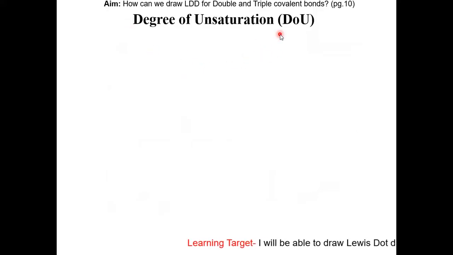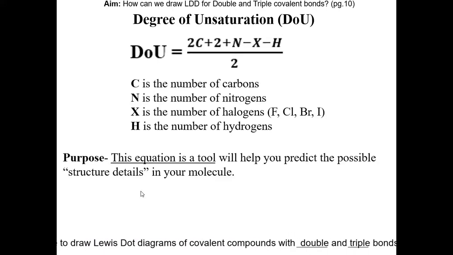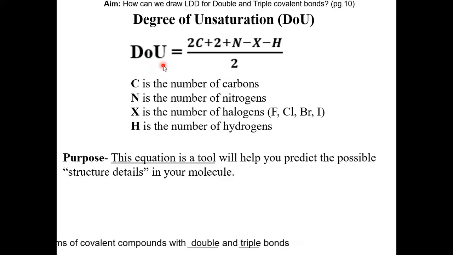Here is another tool to help you draw the Lewis dot diagrams for covalent compounds. Sometimes you don't know where to start. This equation will help you figure out possible structure details in your molecule. So this is known as degree of unsaturation. C stands for carbon, N stands for nitrogen, X is the halogens, and H is the hydrogen.